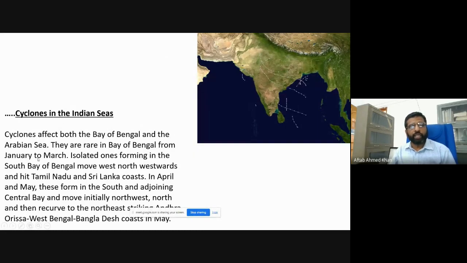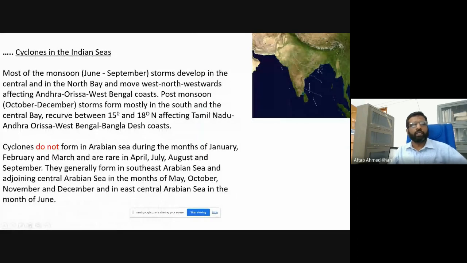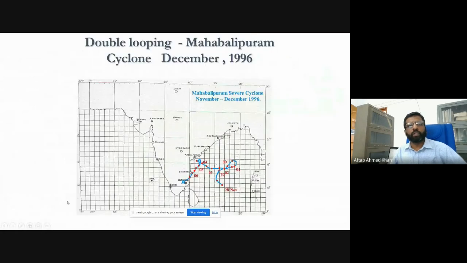They are rare in the months of January and March in the Bay of Bengal. Basically they occur in October, November, all right, on one side, and April and May on the other side of the monsoons. All right, so these are a little bit more detailed.